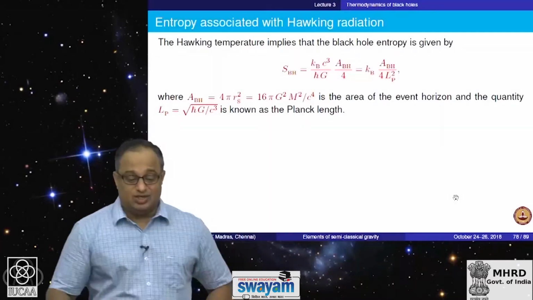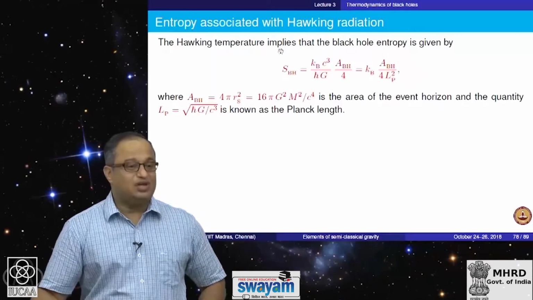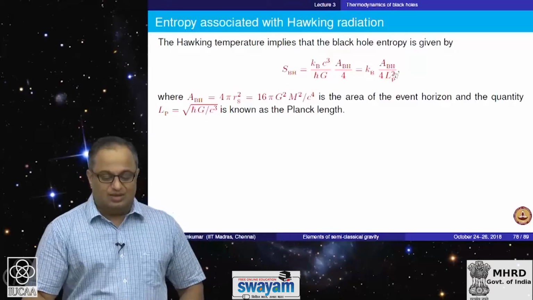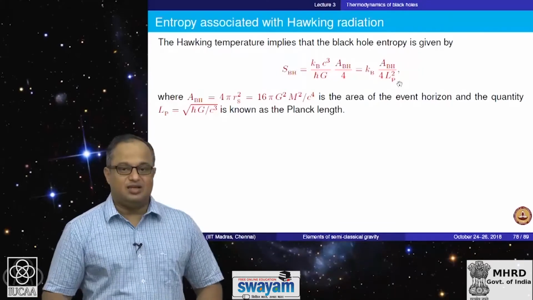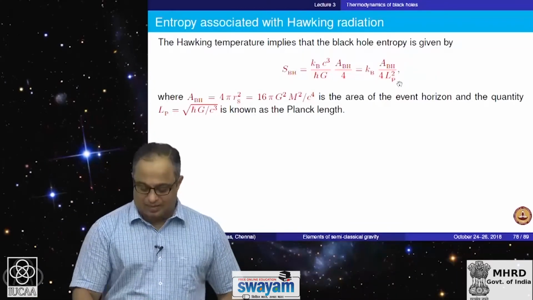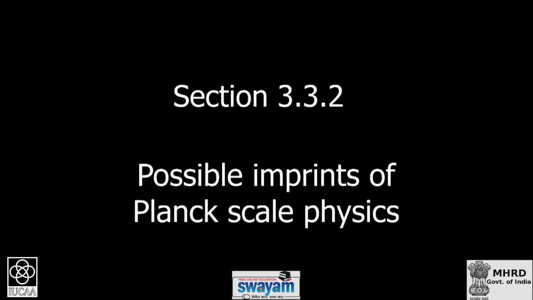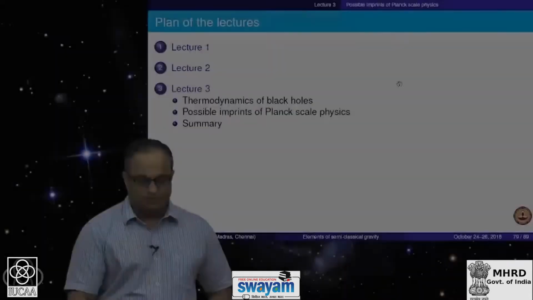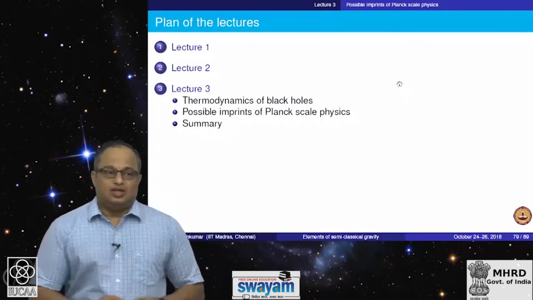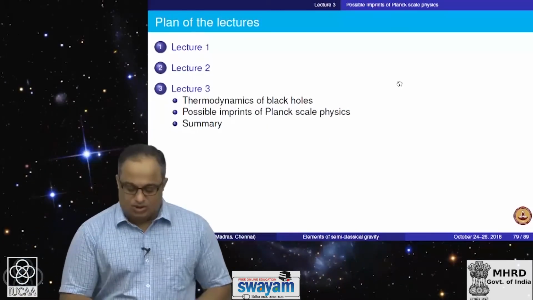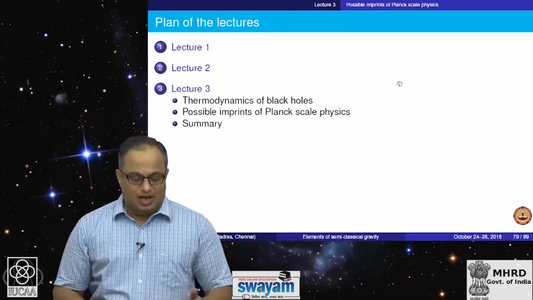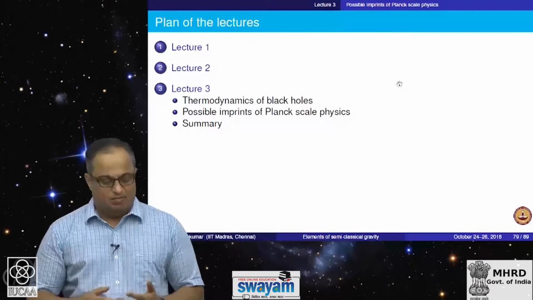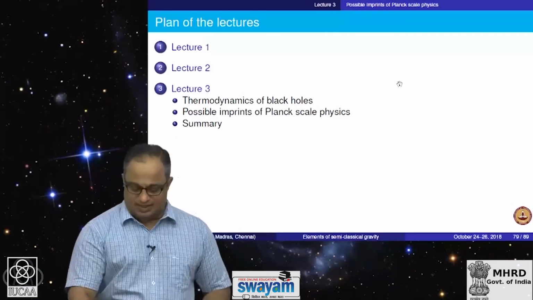And as I just mentioned, you can attribute an entropy to the black hole, and all you do is that you count in terms of the so called Planck length, area in terms of Planck length, and that determines the entropy of the black hole. So, that completes the discussion about the thermodynamics of black holes. In the next part, I am going to talk about possible imprints of Planck scale physics.